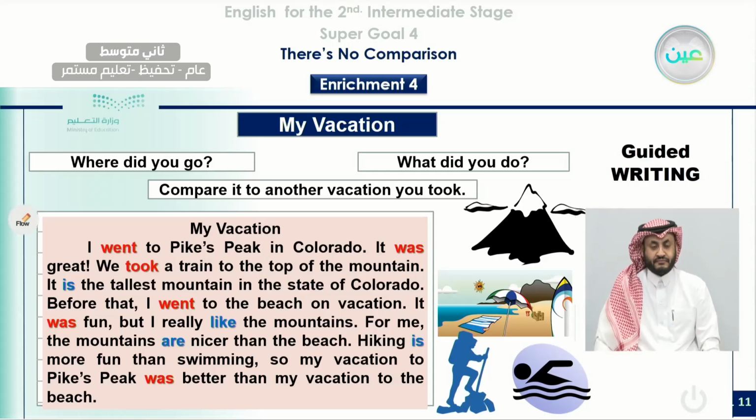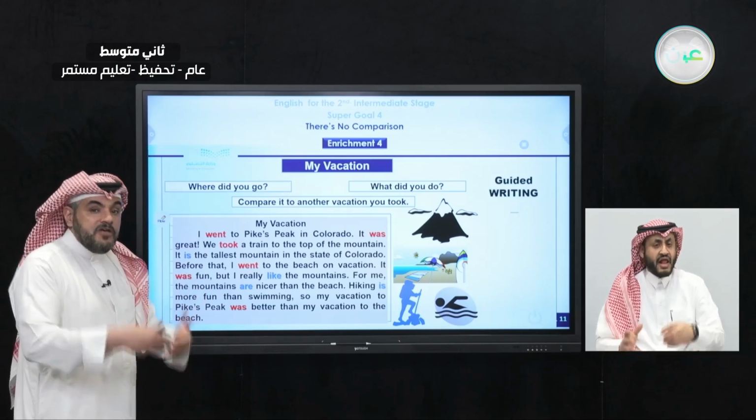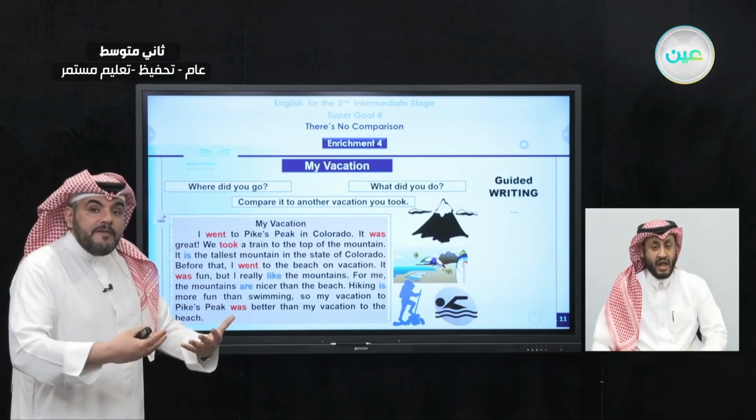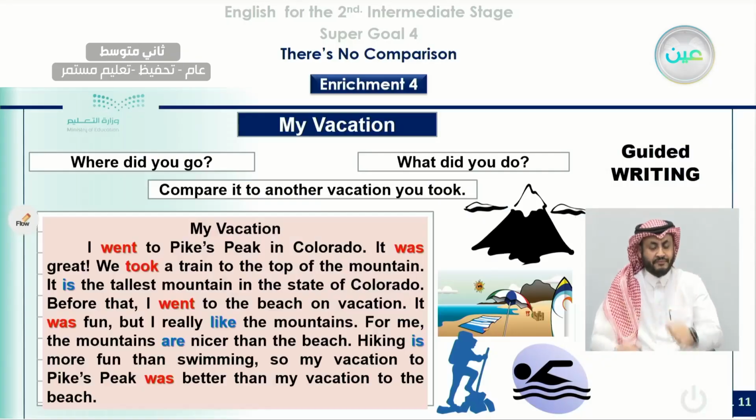Let's take an example here. I went to Pikes Peak in Colorado. Look at how the writer opened the paragraph, started by telling us about the place, so that the reader now can imagine what the writer is going to tell, what the sentences are that are going to support the topic sentence. It was great. This is a sentence. Look how short the sentences are. This is very important. We took a train to the top of the mountains.